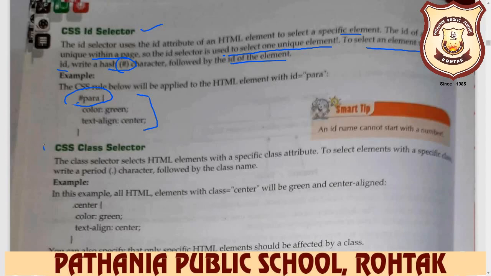Third selector is your class selector. What do we mean by class here? Class is a group of objects, a collection of objects. The class selector selects HTML elements with a specific class attribute. To select elements with a specific class, write a period, the dot sign.